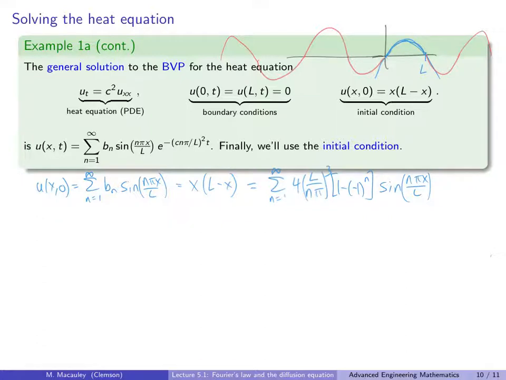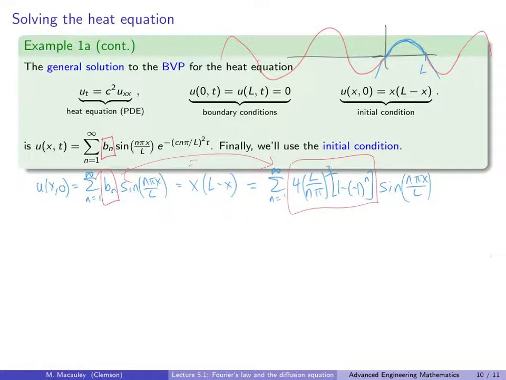So now we have two sine series that we have to set equal. So obviously, Bn has to be equal to this. So we've got to equate these two things. And that tells us exactly the missing piece that we need, what Bn is.